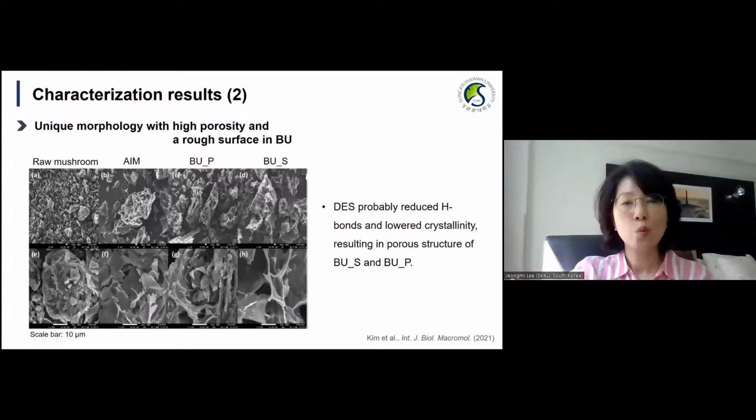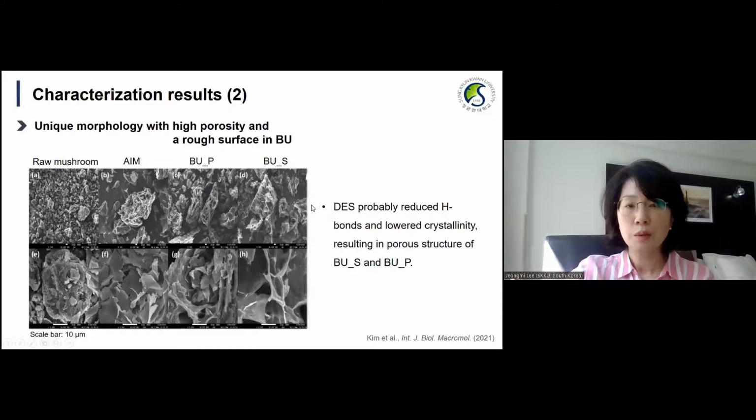And as we can see from these SEM images, this is the raw mushroom, with no treatment at all, and AIM, which was treated with sodium hydroxide as the conventional method. And these two are the CGCs that were pretreated with BU, as a pellet or supernatant.